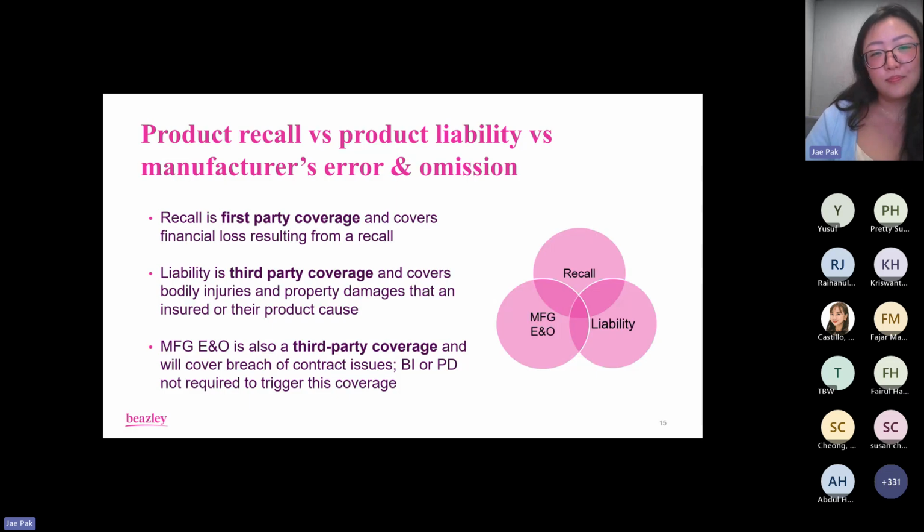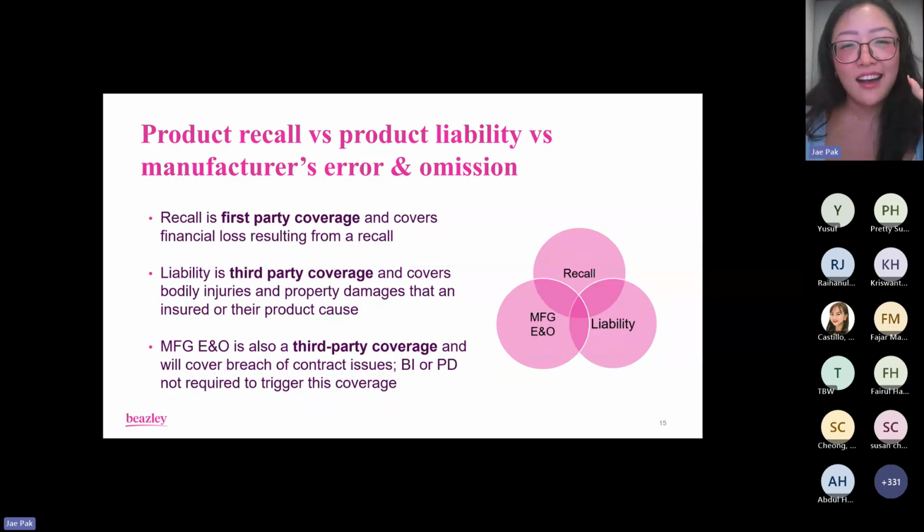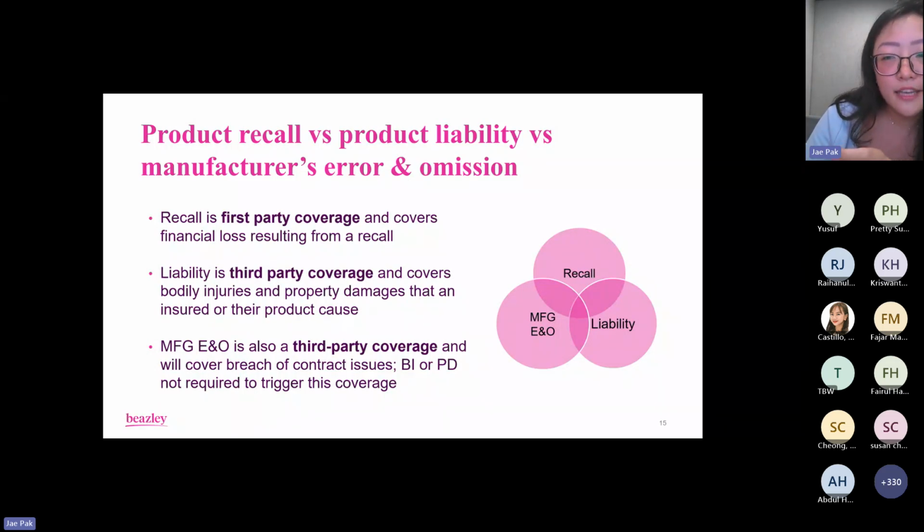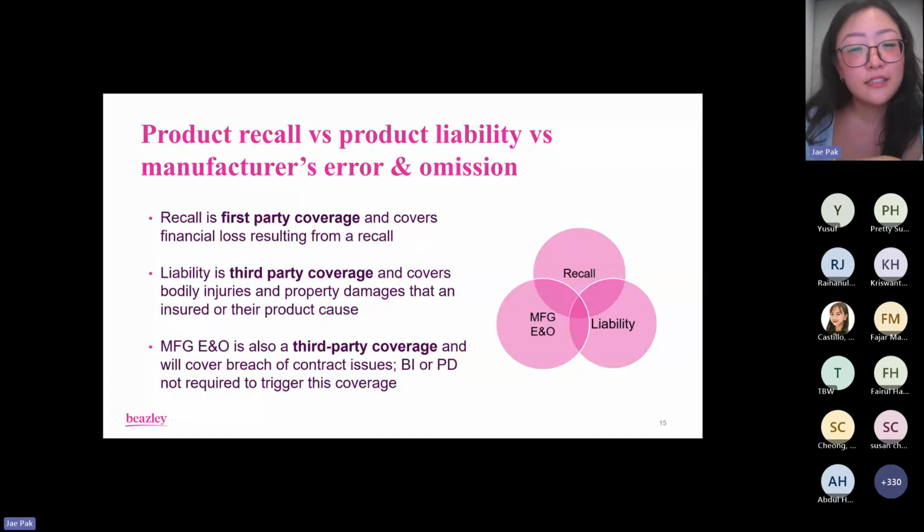I wanted to include this slide because typically, if you're a manufacturer or dealing with any products, you're recommended to have this trio of coverage to be fully covered: product recall, product liability, and manufacturer's E&O. I wanted to highlight the differences between them. Again, recall is first party coverage and it covers financial loss from a recall. Essentially, we don't really care about the actual BI or PD. We only care about the financial loss and the reputational harm that the insured and their customers and clients incur due to an incident. And lastly, manufacturer's E&O is a third-party coverage, but it covers breach of contract and it does not need BI or PD.